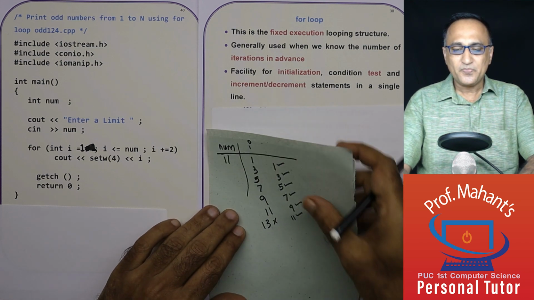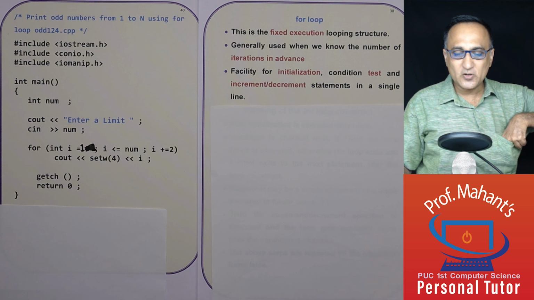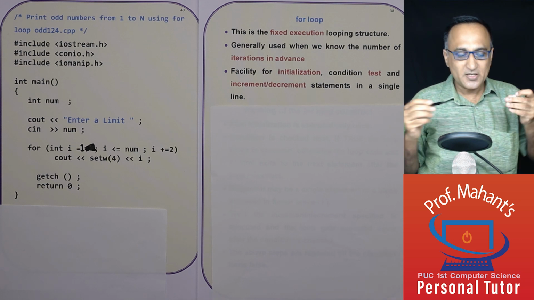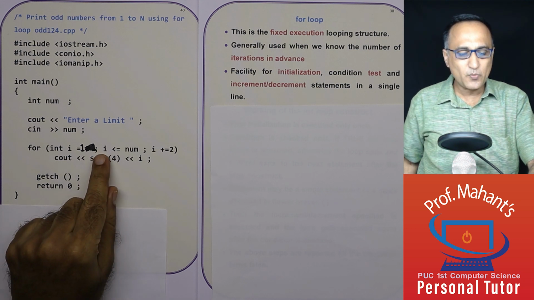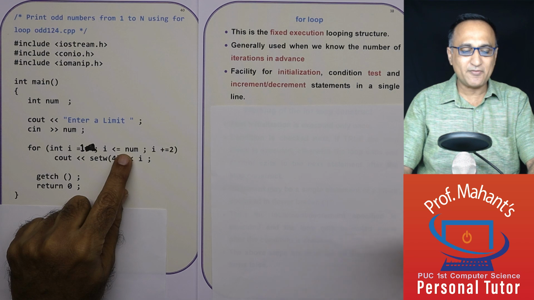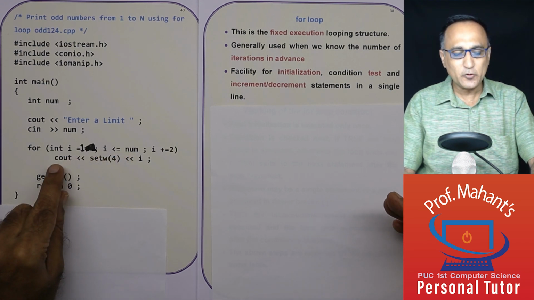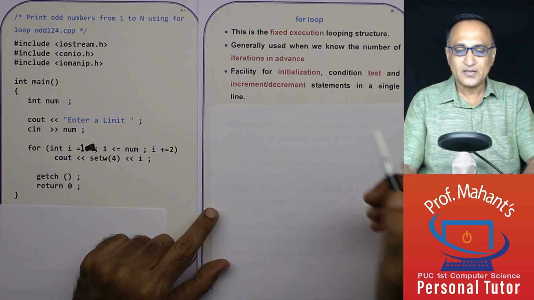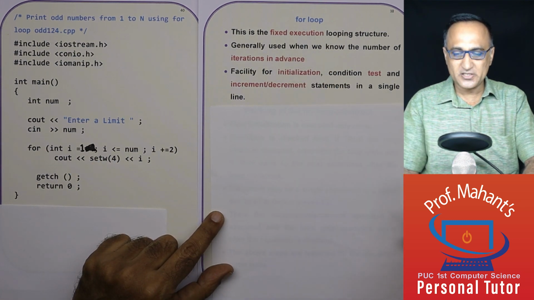The for loop is also known as a fixed execution structure loop. Why is it known as a fixed execution structure? Generally, when we know the beginning and the end, in this case, what is the beginning? The value of I. And what is the last? The value of num, which happens to be 11. So I know from 1 till the value of I reaches 11, I need to keep doing this set of statements. That is why for is known as a fixed execution looping statement.